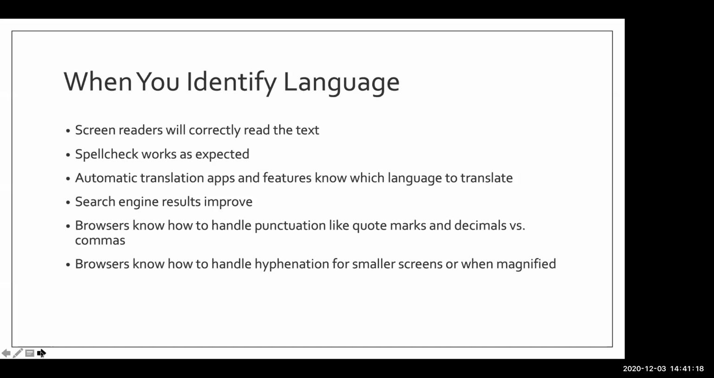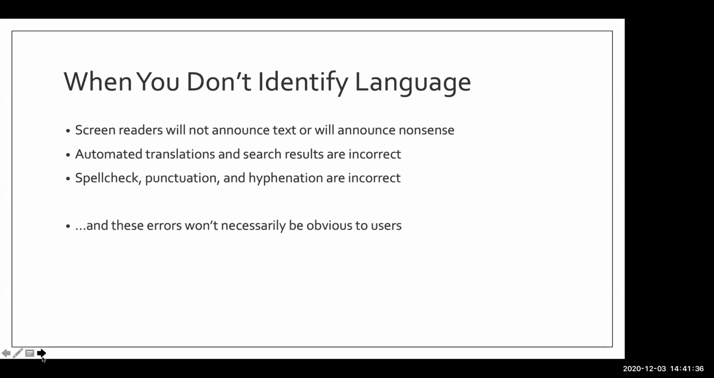We have a lot of people accessing the net with mobile devices, smaller screens, a lot of people magnifying their screens, enlarging their screens so that it breaks into that mobile view. We have to know how to handle hyphenation, right? Where do those line breaks happen logically for the language of the page?